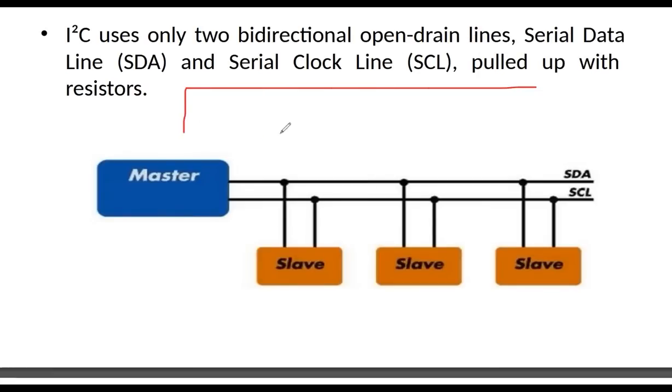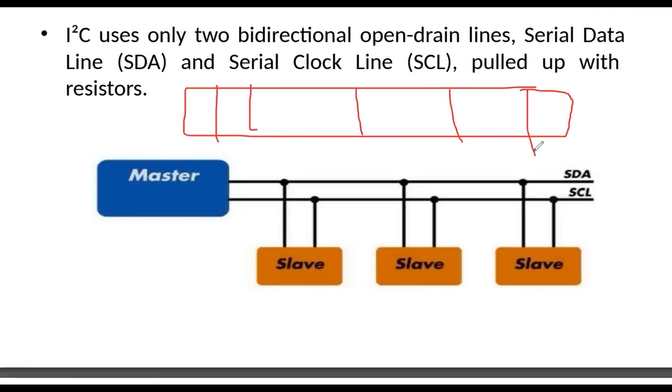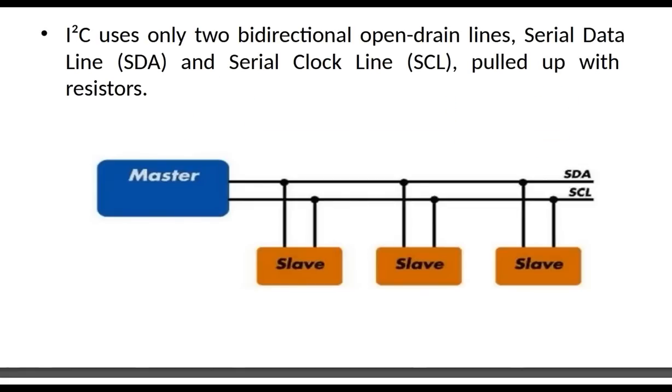Based on the protocol, there will be a frame format for address and data: first the start bit, address, data, parity bit, stop bit. That is the frame format for the UART protocol. Like that, I2C has its own frame format. And in UART, how we have designed it: there is a transmitter block, receiver block, and baud rate block. Like that we have designed the UART.